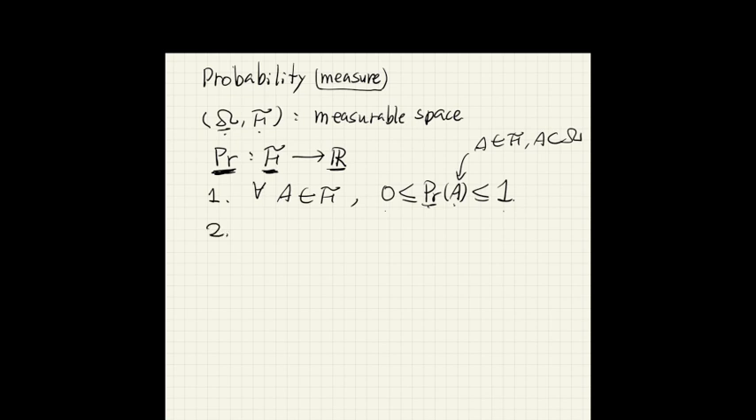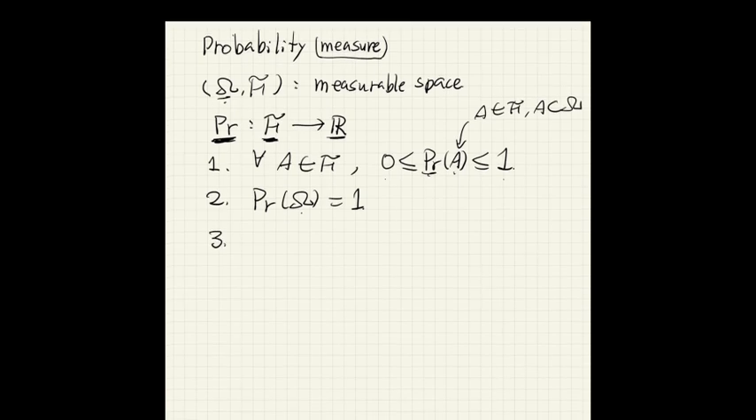And second condition, P of Omega is 1. Remember, this Omega must be in this sigma algebra. So sigma algebra contains Omega, right? By the first axiom. So that means this function P can take Omega itself as an argument. And if it's the case, then its value is 1. So that's the second condition.